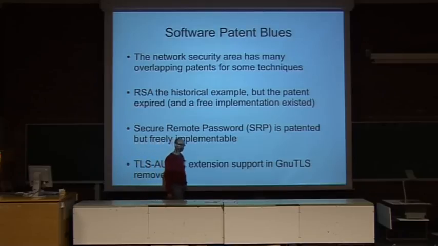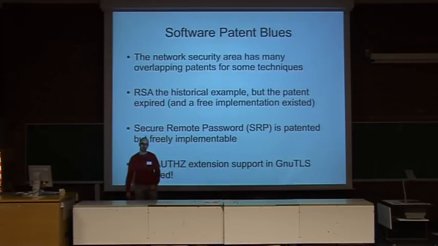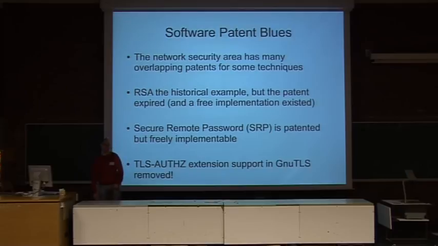SRP is patented by Stanford. They have actually released it as a free patent and encourage free implementation of it. There are also some rumors about other ECC and SPEKE patents that may apply to the SRP technology. So some organizations are concerned with using SRP. I know that Red Hat's GNU TLS builds disable all the SRP stuff in it.